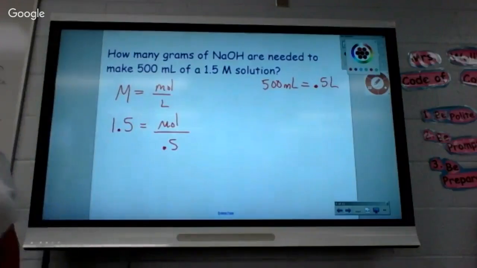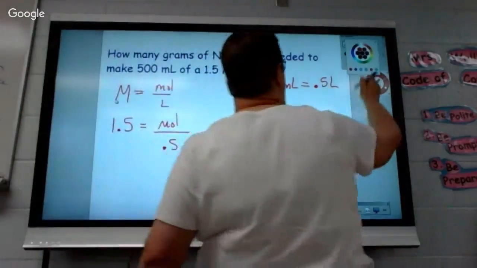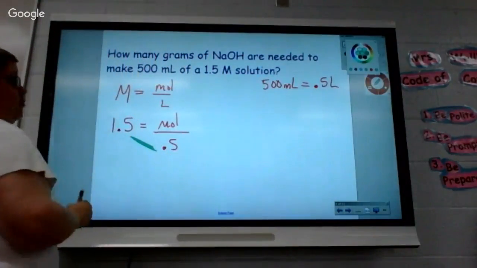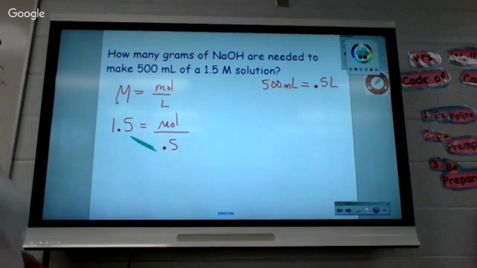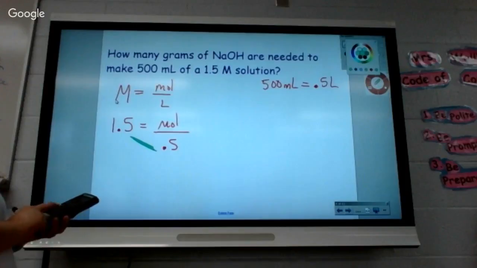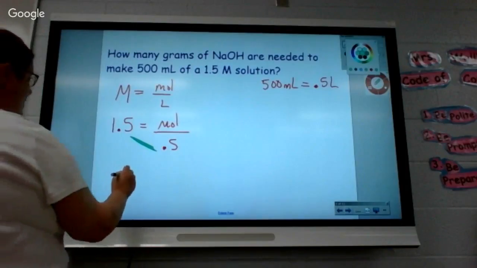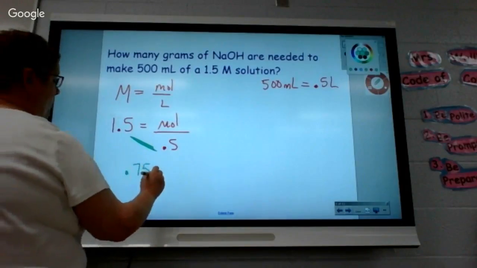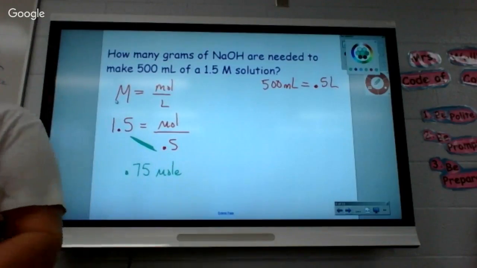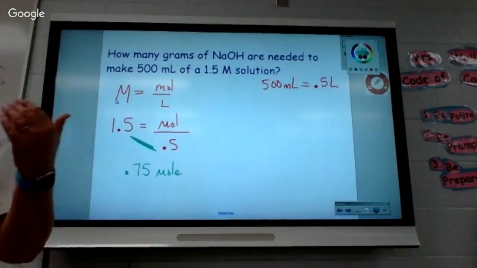All right, so how do I solve for my moles? What do I do with that? I heard a couple different answers there. You're cross multiplying. Thought I heard a couple people say divide. 1.5 times 0.5 is 0.75 moles.